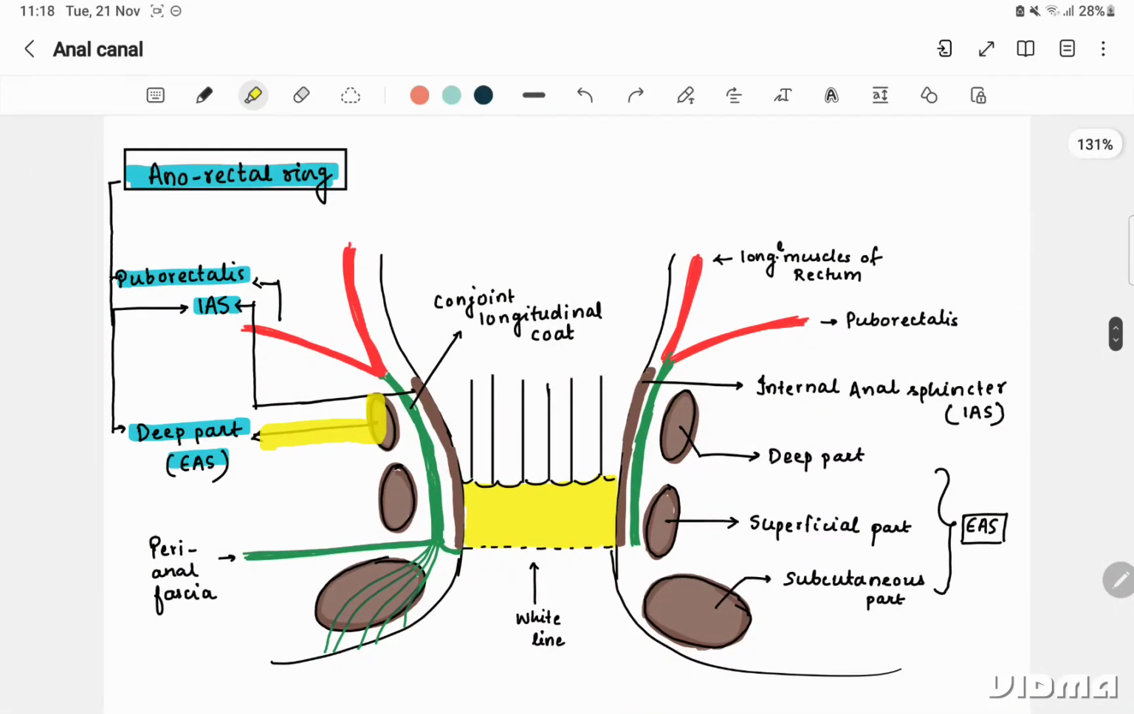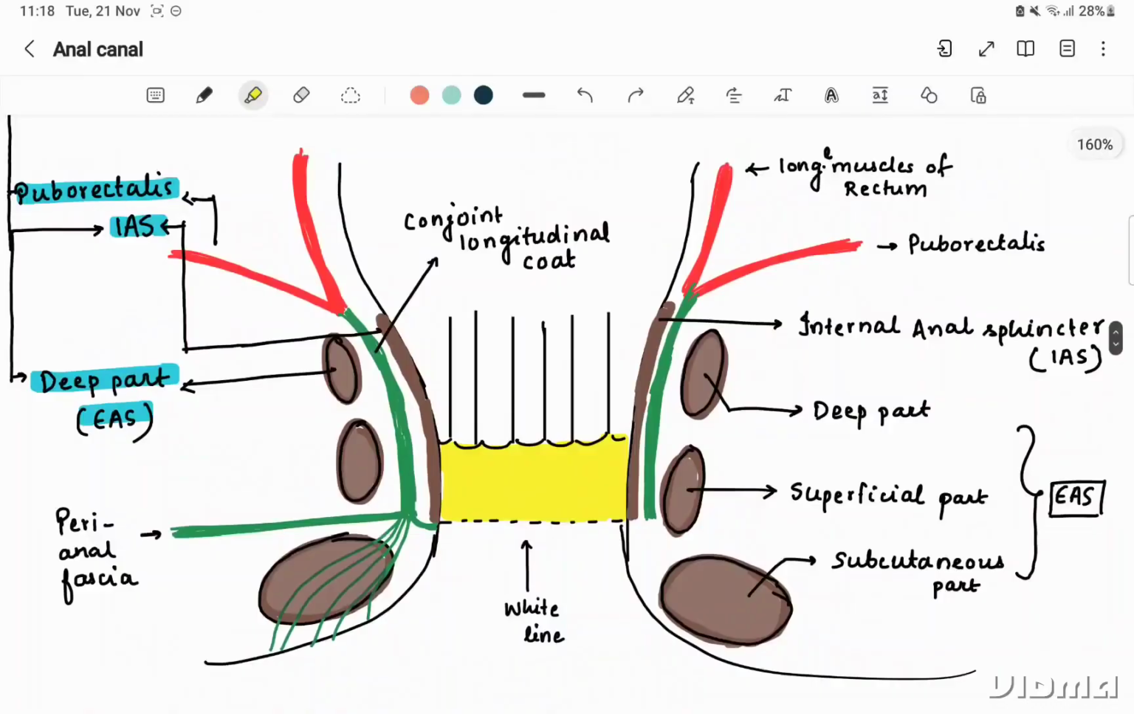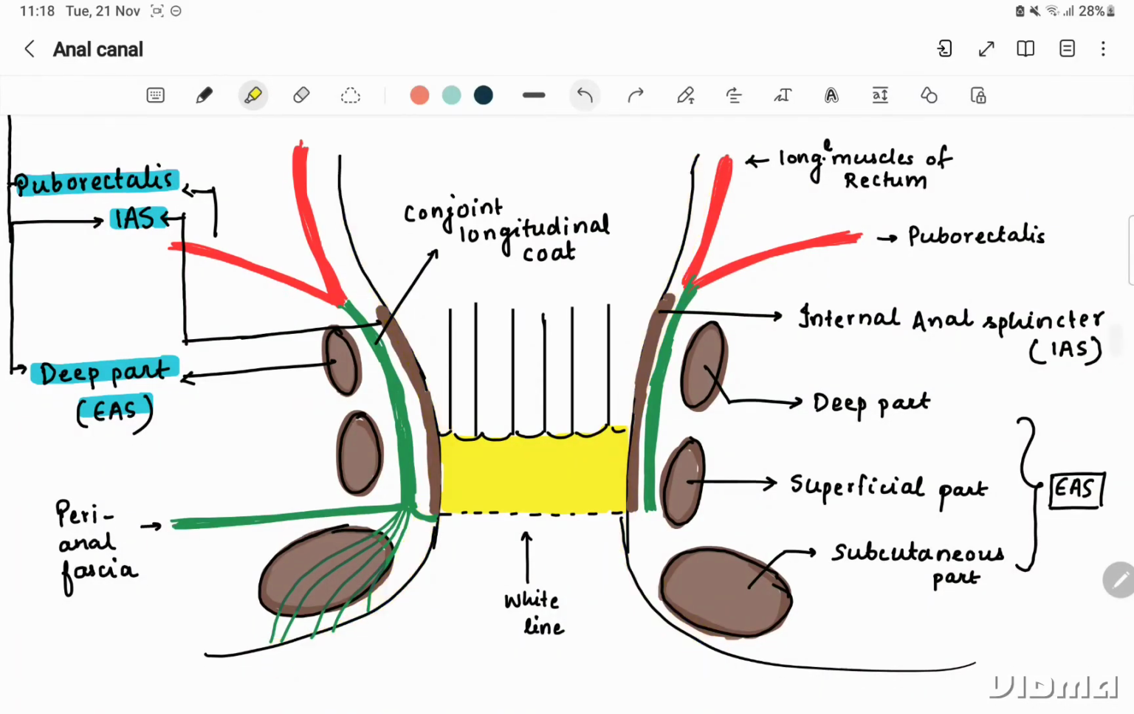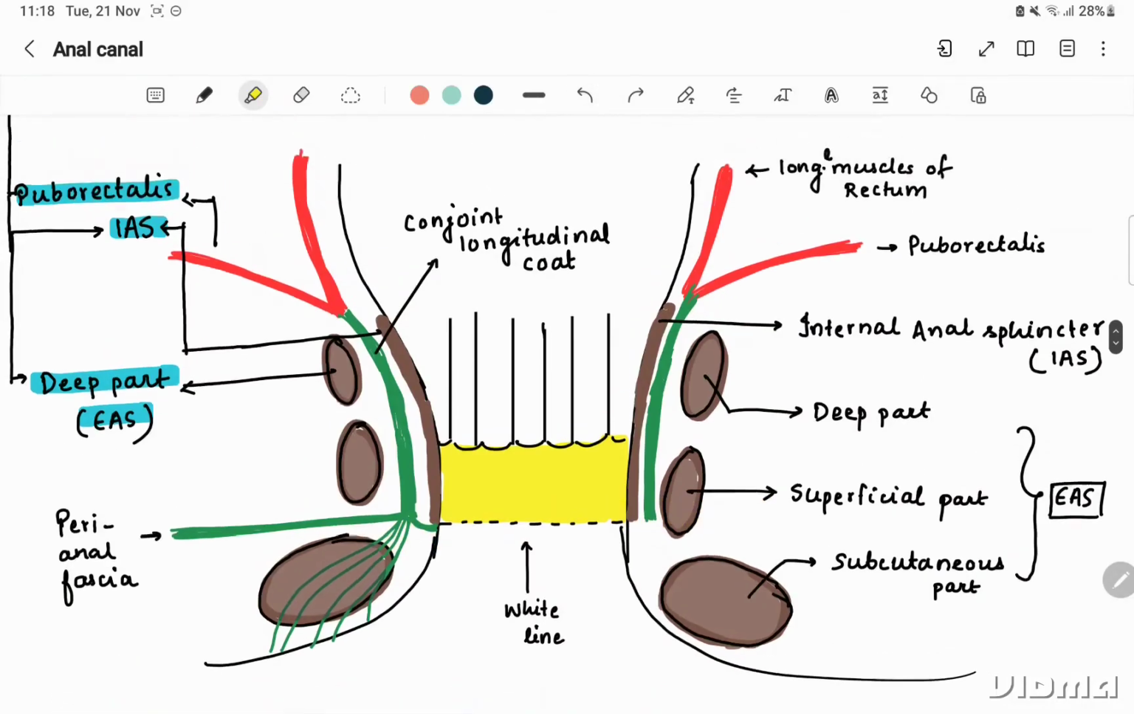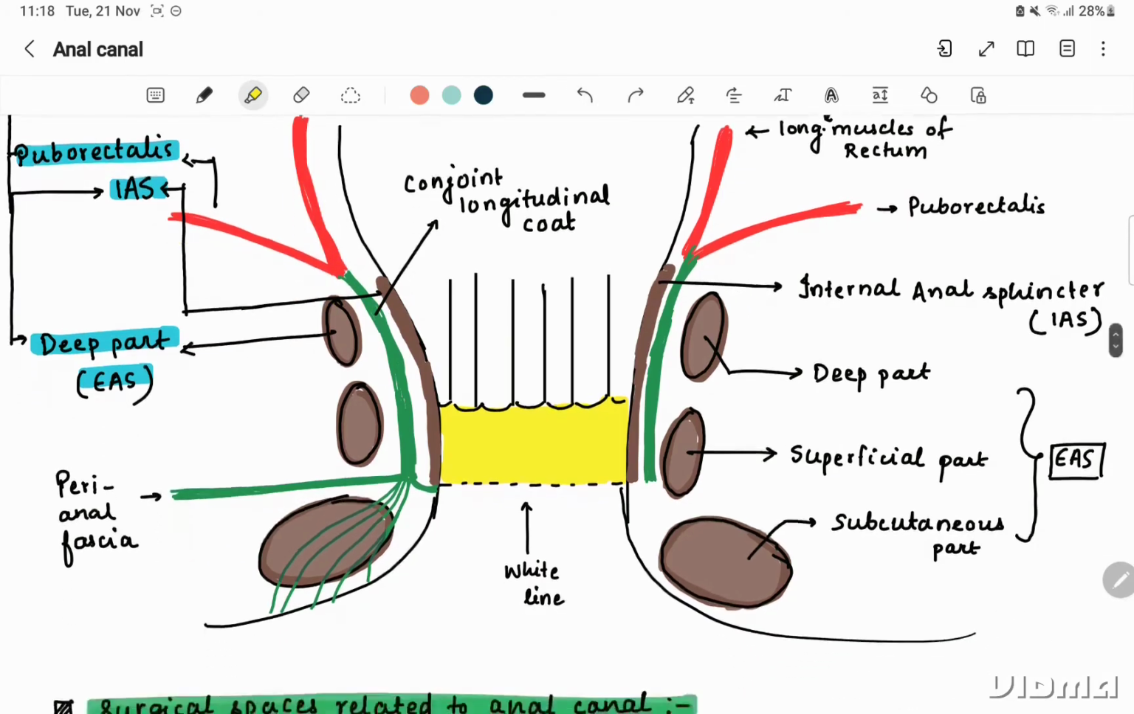So this part, this one, and this one are forming an anorectal ring. These three parts, when they are combined, form an anorectal ring. And if we see the diagram here, we have our anal canal like this. This is the white line of Hilton, and you can see the long muscles of the rectum are coming like this. Your puborectalis is coming like this. The long muscles of your rectum converge to form a conjoint longitudinal coat.